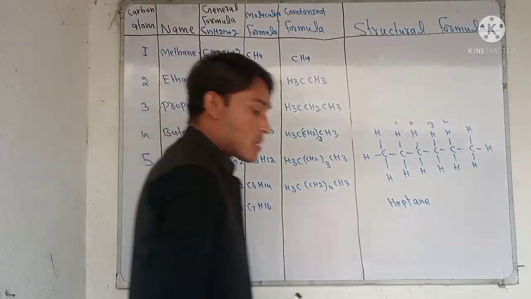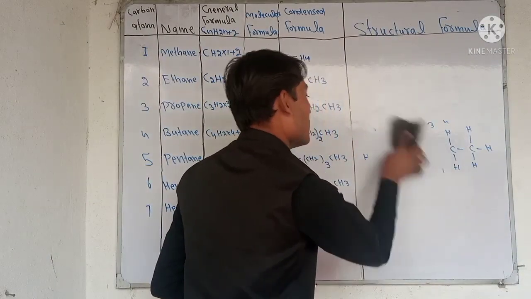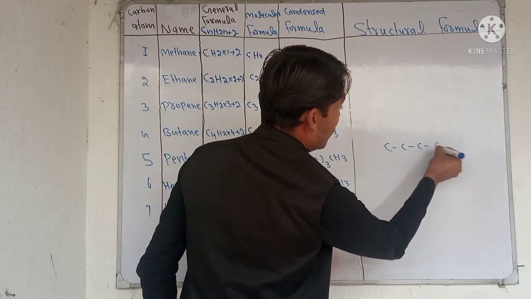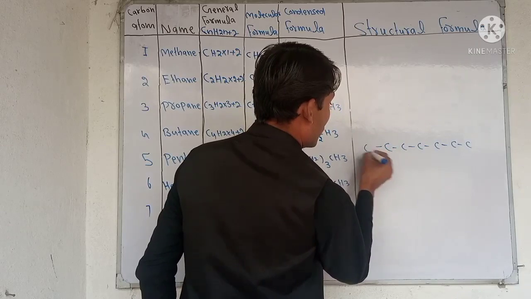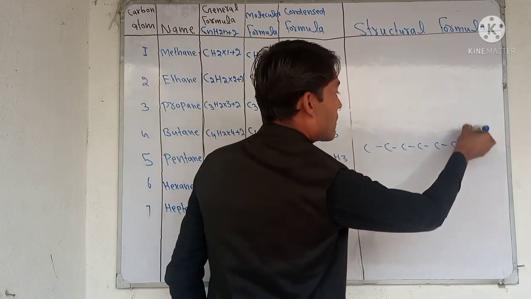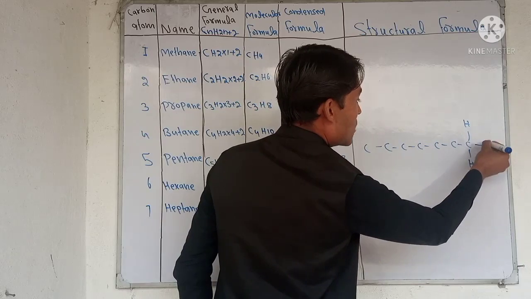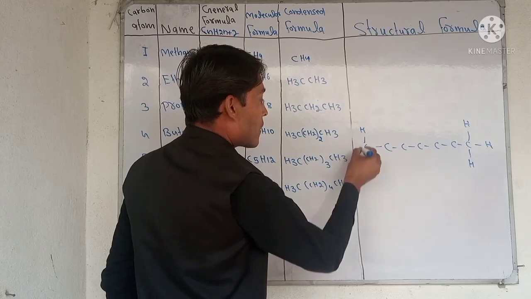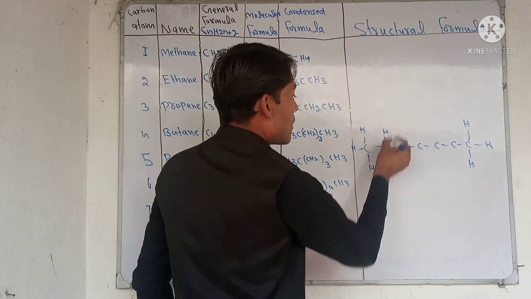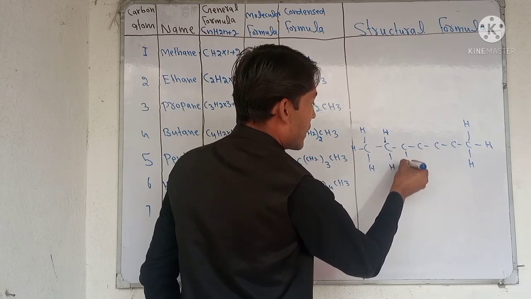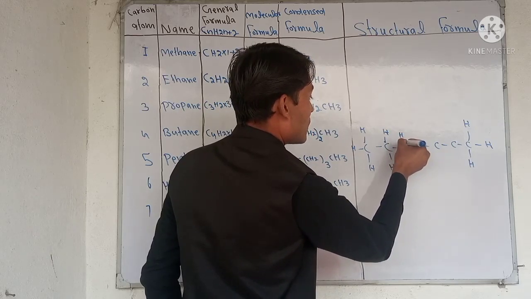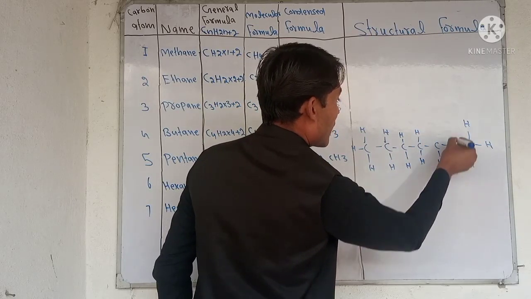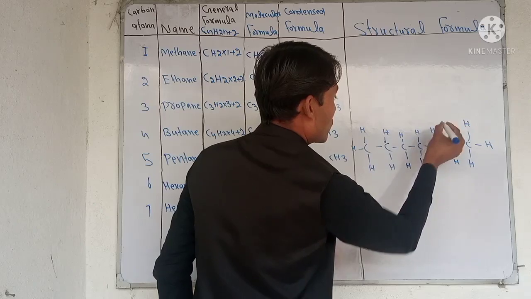And as we know, to draw the condensed formula, first of all you have to draw the structural formula. From the structural formula you can get the condensed formula easily. So how many carbons do we need to draw now? 1 2 3 4 5 6 7. In each terminal carbon, attach 3 hydrogens, and in the middle carbons, attach 2 hydrogens each.